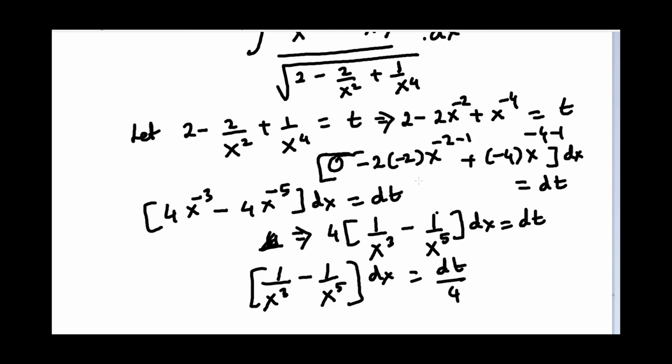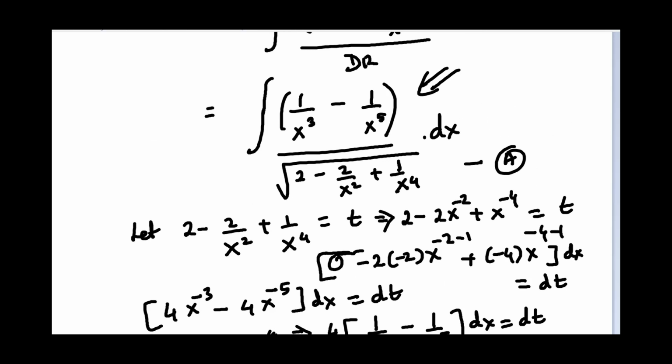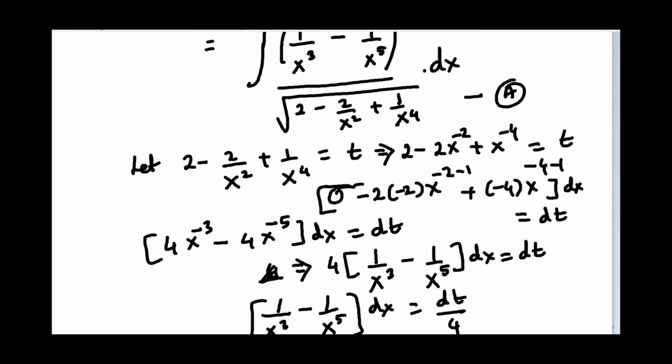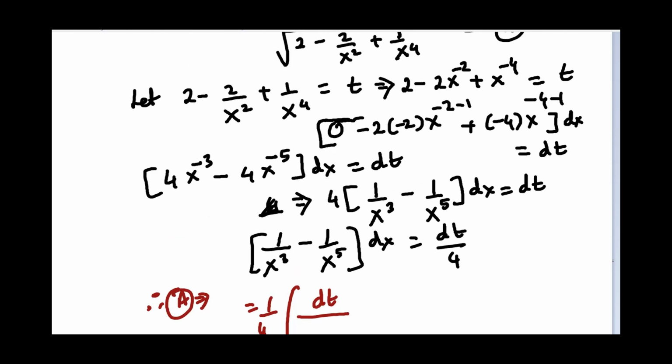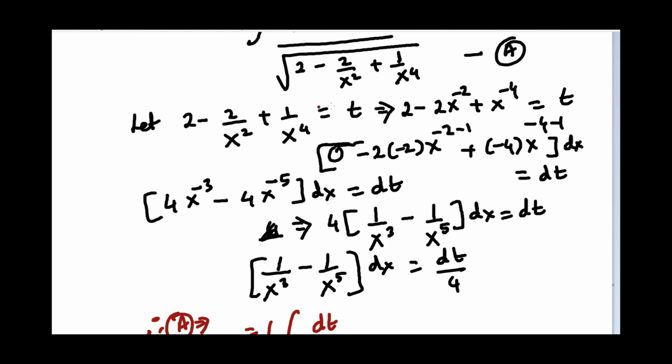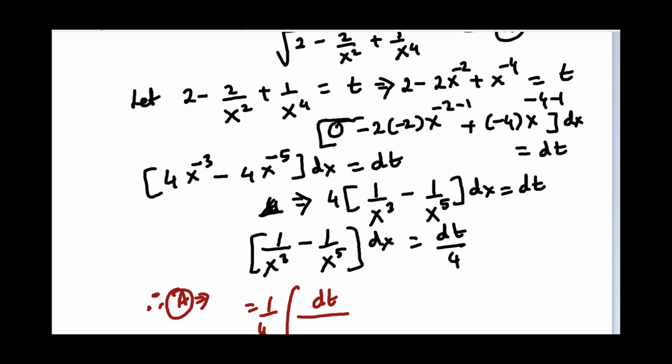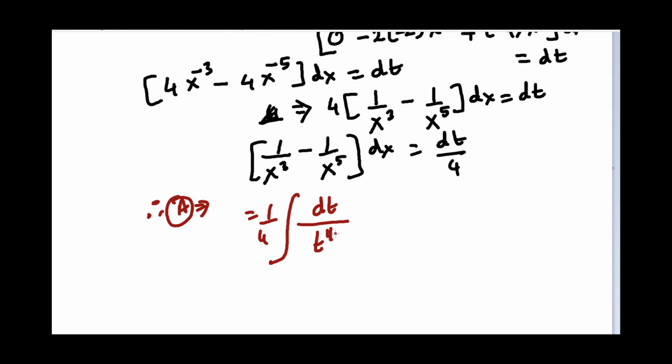So if I were to take this as A, then I can rewrite A as follows. Therefore A is rewritten as the integral. In place of the numerator, I'm going to substitute dt over 4. In place of the denominator, we have taken this to be t, right? So this is t raised to the power of 1 over 2. Now I can take it to the numerator. So it's 1 over 4 integral t raised to the power of negative 1 over 2 times dt.